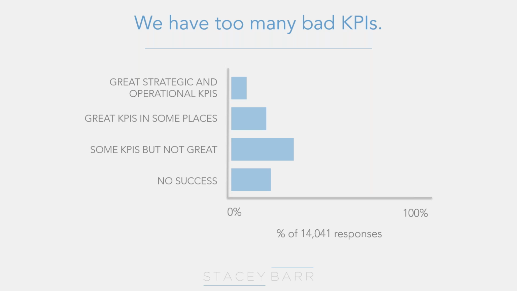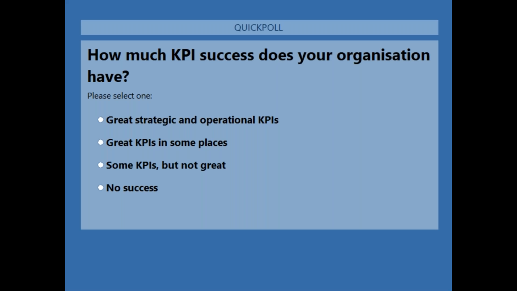Pete and I are curious about you though, so I'm going to launch a quick poll to ask you, how much success does your organization currently have with KPIs? So here it comes. Are you number one, where you have great strategic and operational KPIs in your organization? Or two, you've got some great KPIs, but only in some places. Maybe you're at three, some KPIs, but you wouldn't really say any of them are great. Or maybe so far you have no success in KPIs. So I'll give you a little bit more time to choose the option that best suits your organization right now.